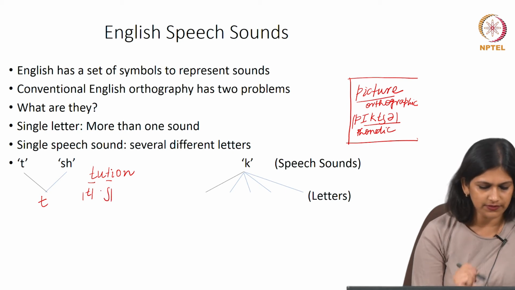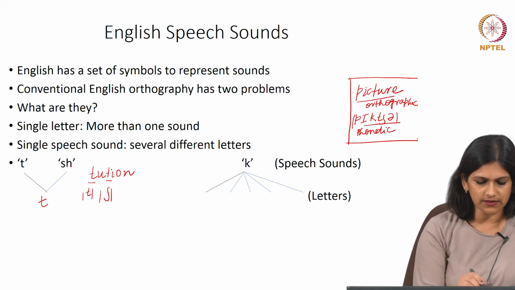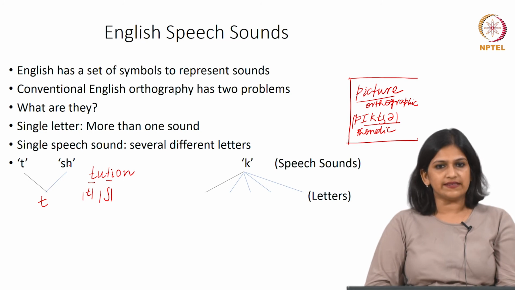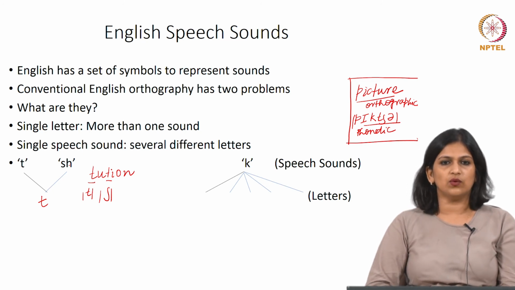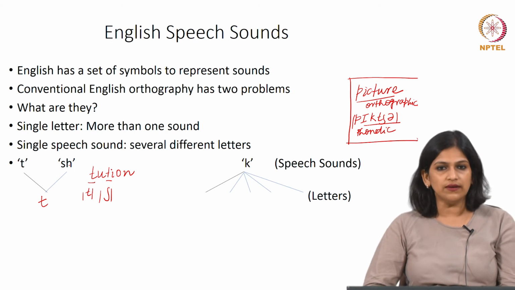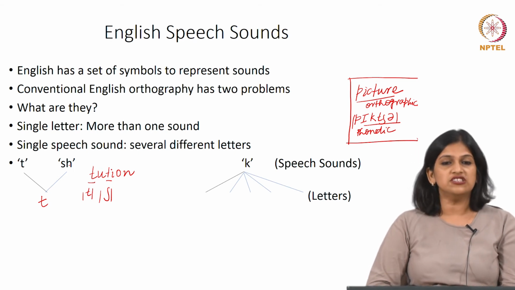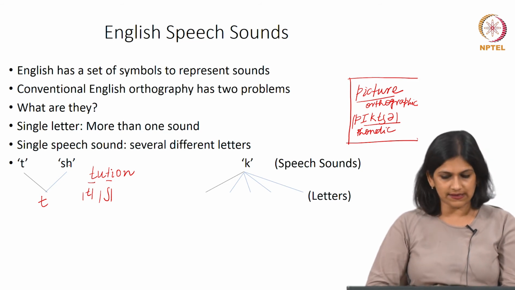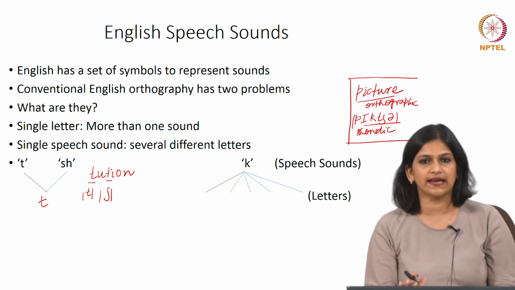This is the symbol for sh, which can also be written as sh. Okay. So the first T, the letter T in the word tuition, first refers to the t sound, then it refers to the sh sound. So that's one mismatch that English has. Now let's go to the second one.